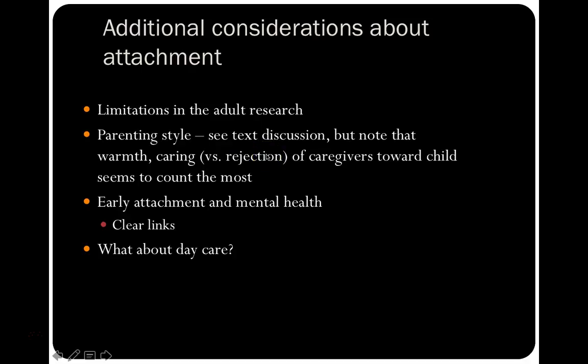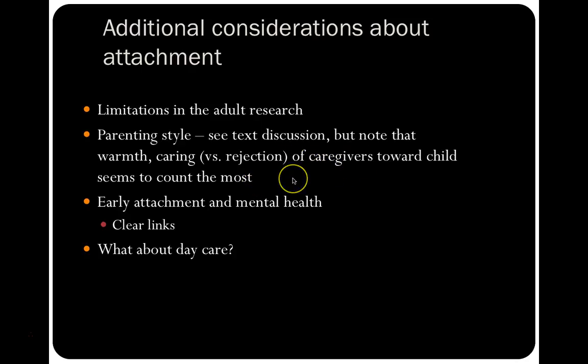So there's a limitation in the research that we just talked about. It's wholly correlational, and it relies on memory in lots of cases, which could be selective, obviously, for something as sensitive as that. Does parenting style have a lot to do with the kind of attachment style you develop? In all likelihood, yes. And you should refer to the text for a more extensive discussion of that. We'll talk a little bit more about that in just a moment.